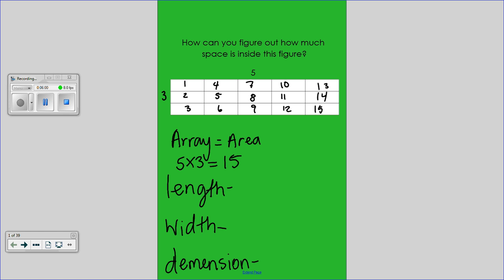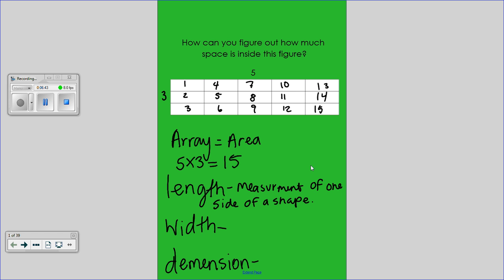Length is the measurement of one side of a shape. Most people make it the longest side. You need to get this definition down because you're not even on the glossary page. You need to be in your glossary. Thank you.